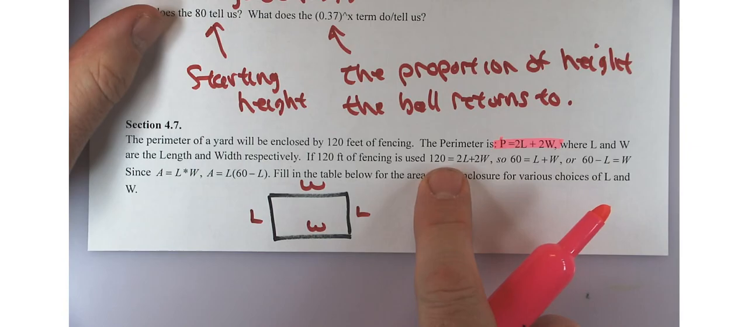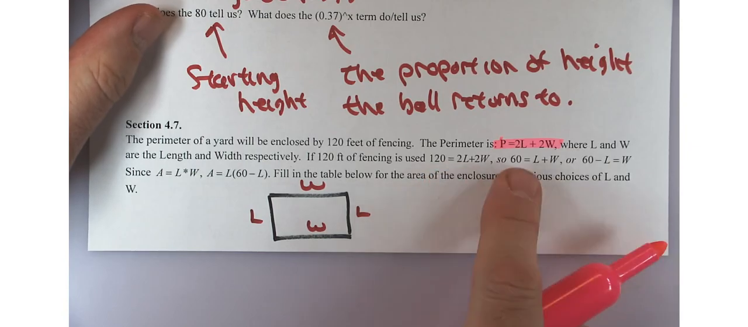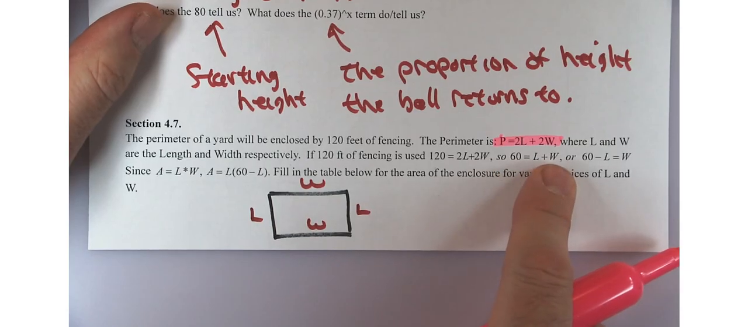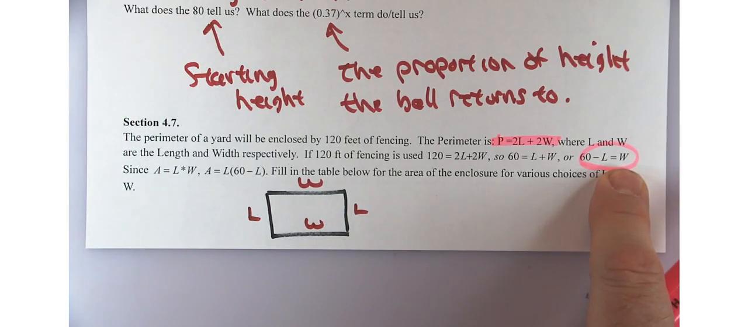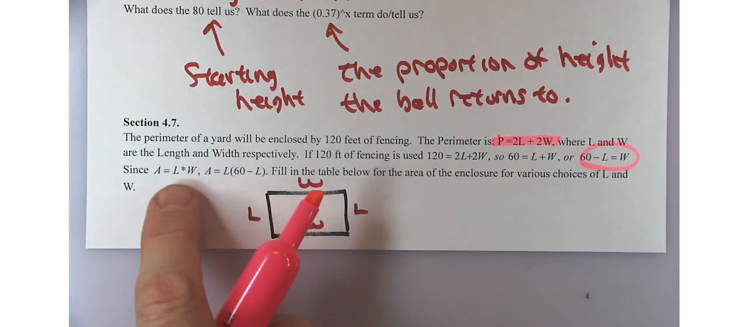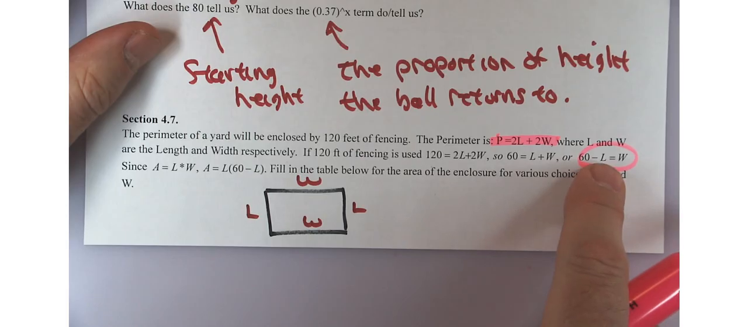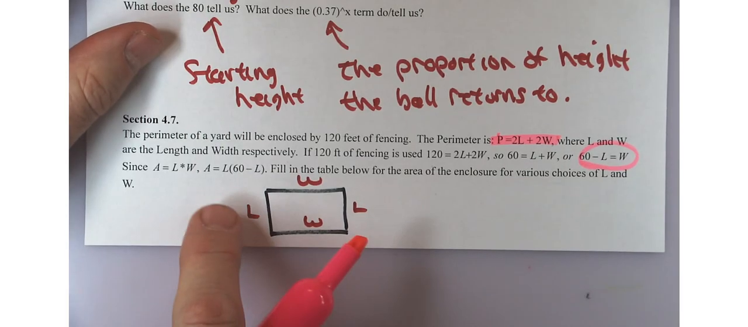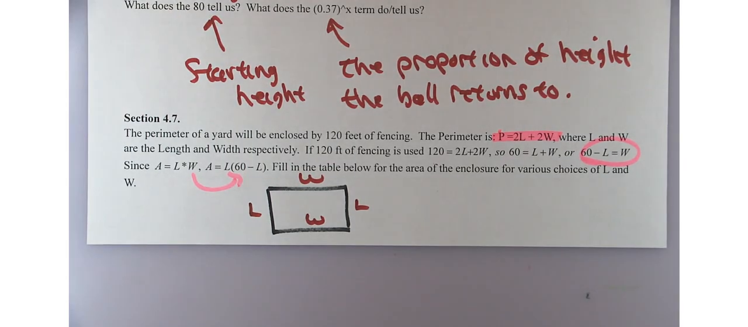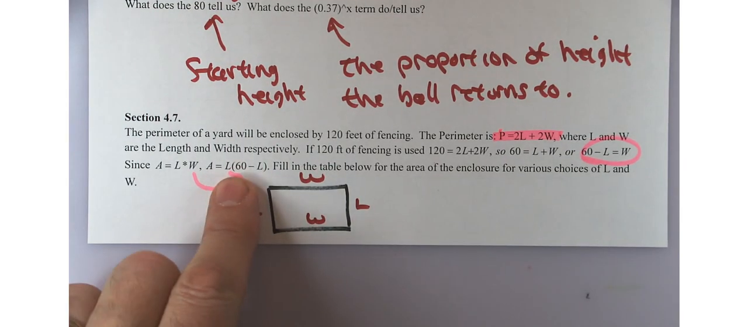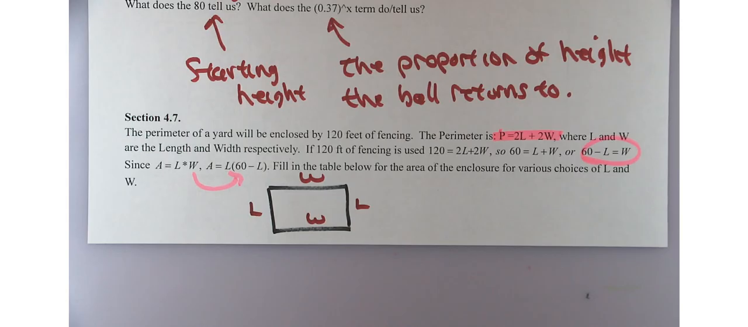If you divide this relation by 2, we can get rid of the 2's. That gives you 60 equals L plus W. And what I'm going to do is replace W in this formula by 60 minus L. So now the area of my enclosure is going to depend on this one variable, L. So we're going to see what happens when we change the value of L.